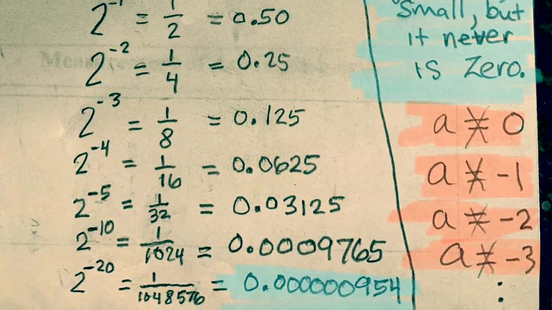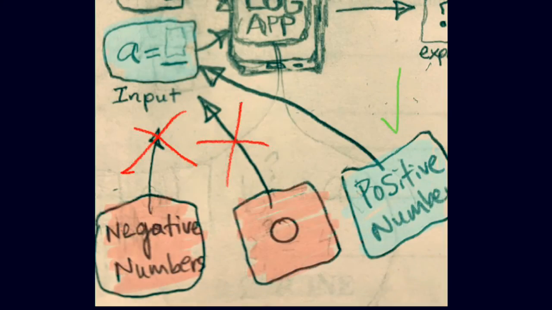So this means there's a restriction to the type of numbers that you can plug in for A to be the input. You can only tell your log app that the A value can be certain numbers. You can't plug in any negative numbers into that A value. You can't plug in 0. All you can plug in are positive numbers into that A value.